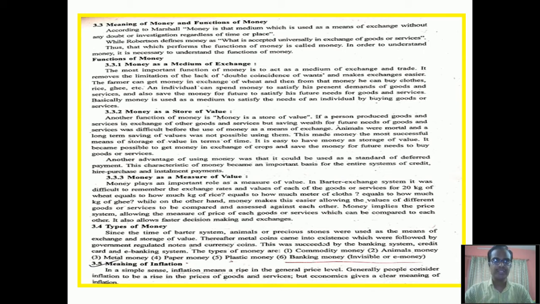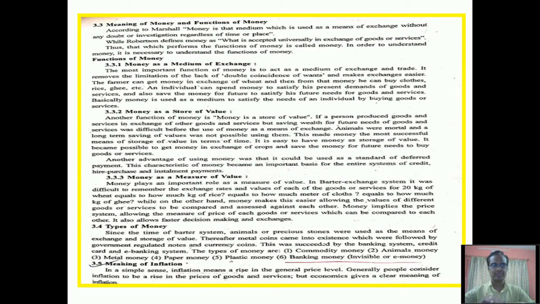Now, types of money. Since the times of the barter system, animals or precious stones were used as a means of exchange and store of value. Thereafter metal coins came into existence, followed by government-regulated notes and currency coins, which were succeeded by the banking system. Nowadays we can easily use credit cards, debit cards, e-banking, e-wallets, Paytm, PhonePe, Google Pay. These are modes of the latest technology of types of money. There are commodity money, animal money, metal money, paper money, plastic money, and banking money. Banking money is invisible, that is, online money.